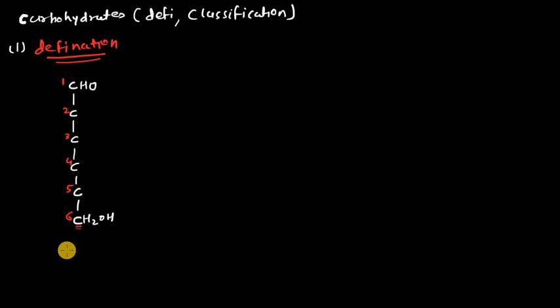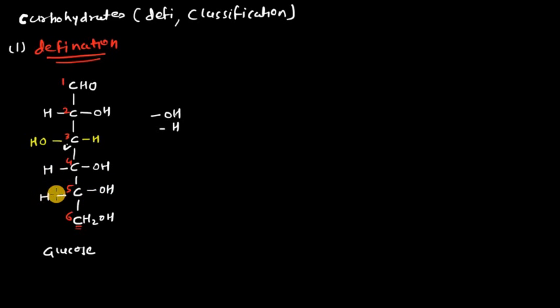Now as far as this glucose structure is concerned, in the middle carbons 2, 3, 4, and 5, there is one OH group and one H group. All are similar except for the third carbon. In the third carbon, particularly in glucose, the OH group is on the left side and the H group is on the right side. Everywhere else, the OH group is on the right and H is on the left.